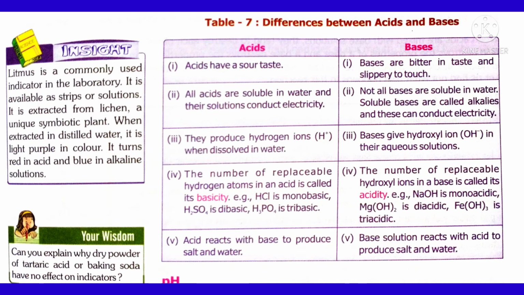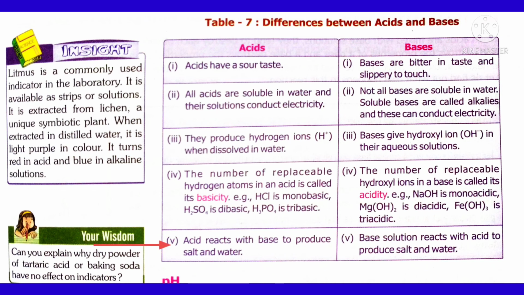Whereas bases also produce OH or hydroxyl ions on adding water. It is called acidity: the number of replaceable hydroxyl ions from one molecule of base is called acidity. For example, NaOH has only one OH group. On adding water, only one OH is liberated, so it is a monoacidic base. Whereas Mg(OH)2 has two OH, so on adding water 2 OH ions are liberated, so it is a diacidic base. Ferric hydroxide, Fe(OH)3, has three OH, so 3 OH ions are liberated from one molecule of Fe(OH)3, so it is a triacidic base.